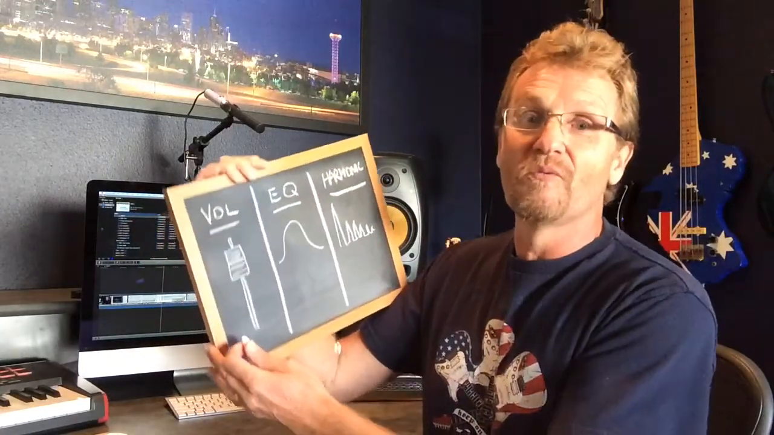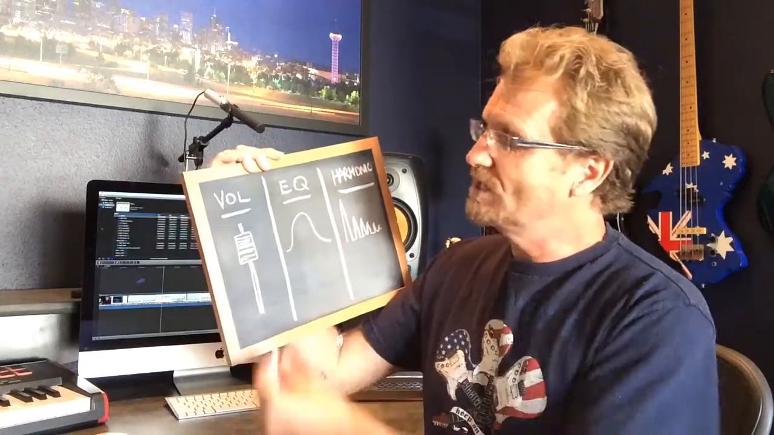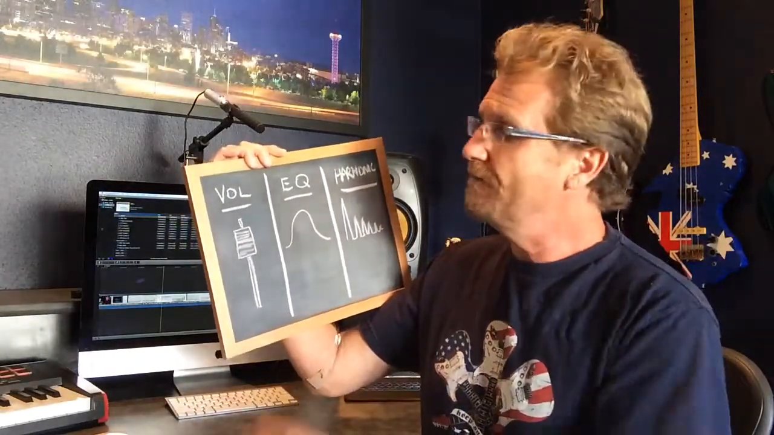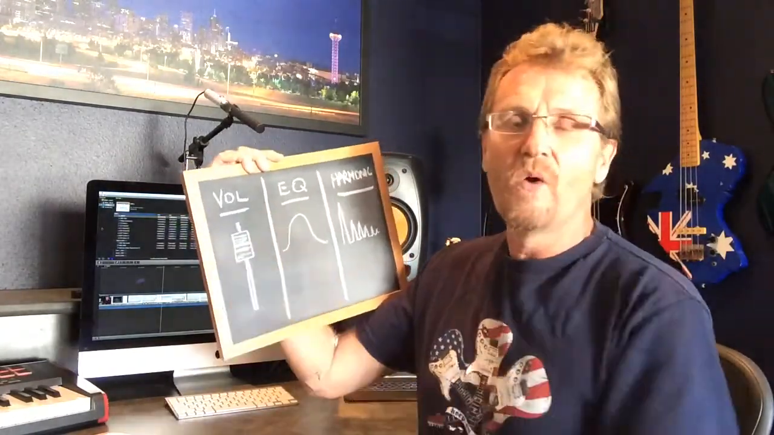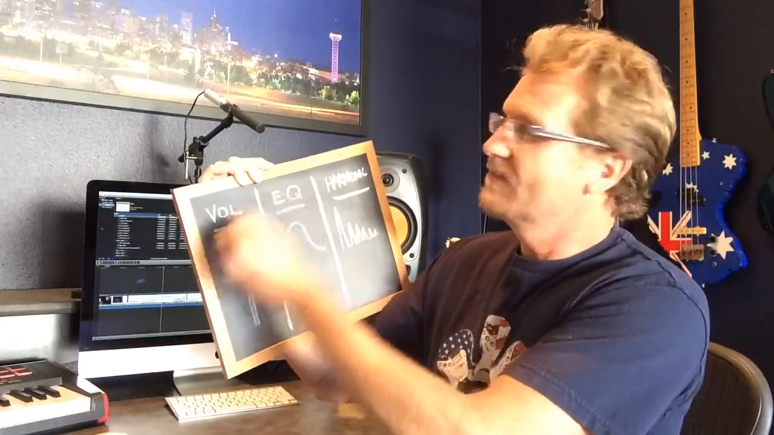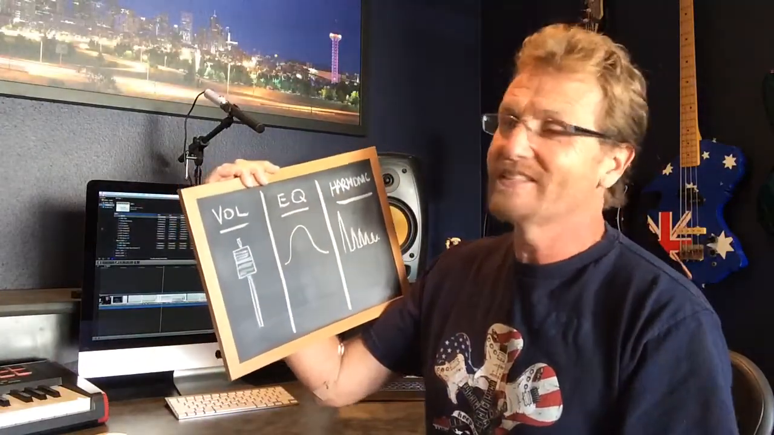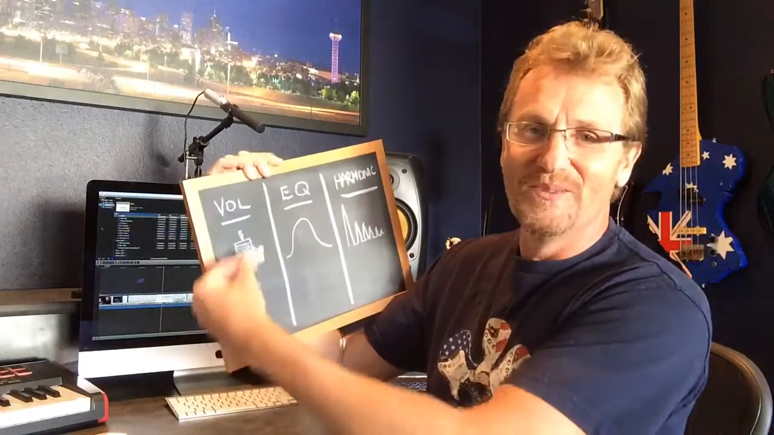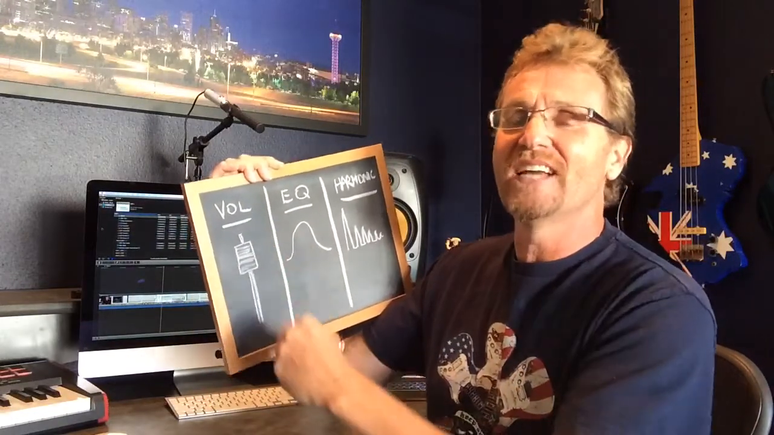So let's do something really simple. We'll start off with just a fader. A fader, you turn it up and down. What is that manipulating? Any of these three right here? Well, obviously it's underneath the volume category. It's just adjusting the volume.